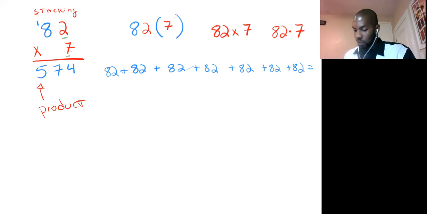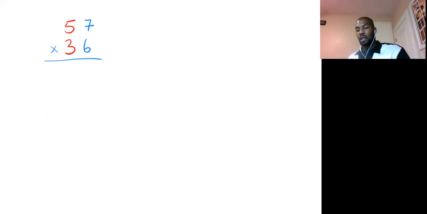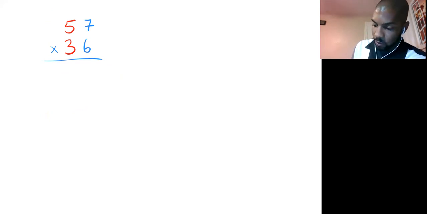All right, simple enough. Let's try another one. Let's try 57 multiplied by 36. I've made the 1s blue, and I've made the 10s red. So basically what you're going to do when you have, say, 2 digits on 2 digits, you do the exact same thing we started with. Start with your 1s, and you do 6 times 7 first.